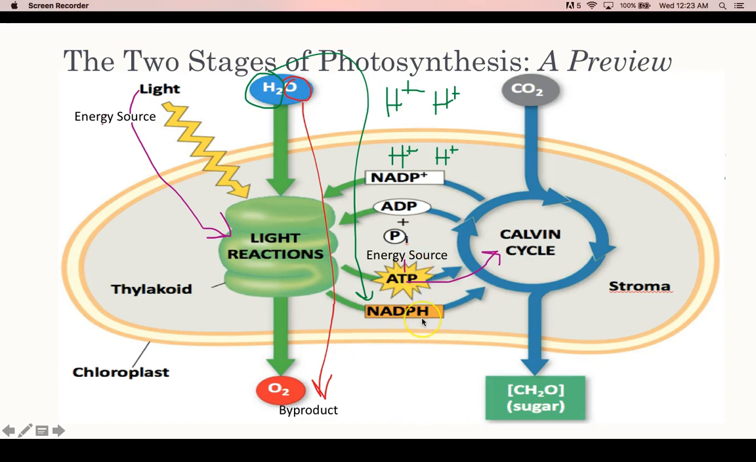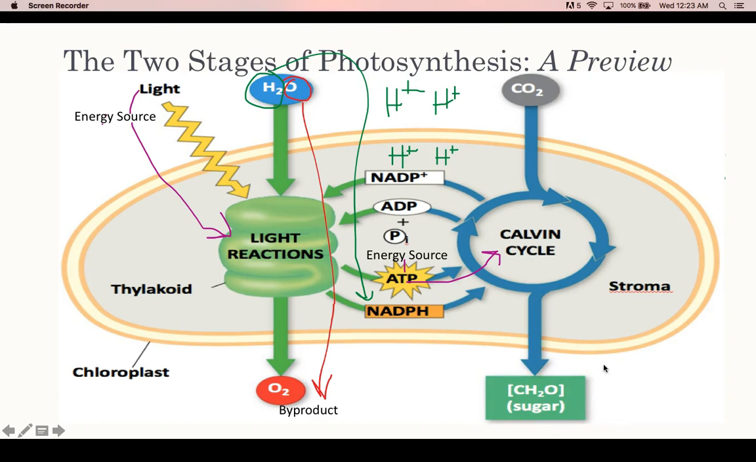Now, this ATP and the NADPH are going to be generated in the stroma because they are essential for the Calvin cycle. The ATP is the energy source for the Calvin cycle, and then the hydrogens that are carried by NADPH, which I call a carrier molecule, to the Calvin cycle are going to be incorporated with carbon dioxide so that we can fix this inorganic carbon dioxide to organic sugars.